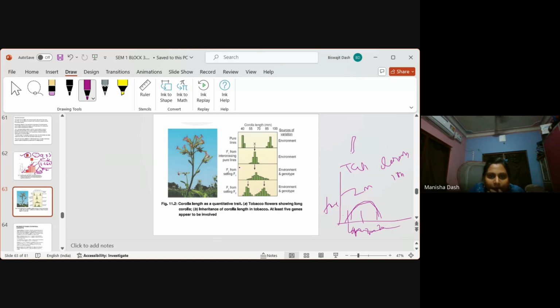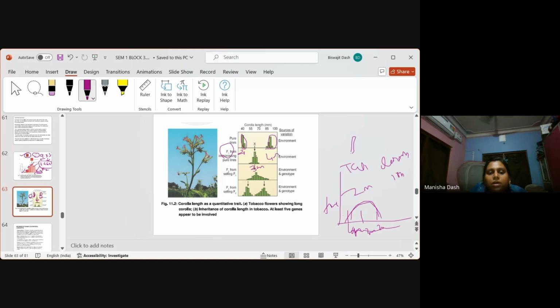Okay. So here also you can observe, this is the corolla length of this particular flower. In the pure line flower, the corolla length is either this or this, means it is either short or long. Now, what will be the corolla length of the F1 plants? The F1 plants will have exactly the intermediate length between both of these. Let's say this is 2 meter, this is 4 meter, so this will mostly be around somewhere 3 meter.